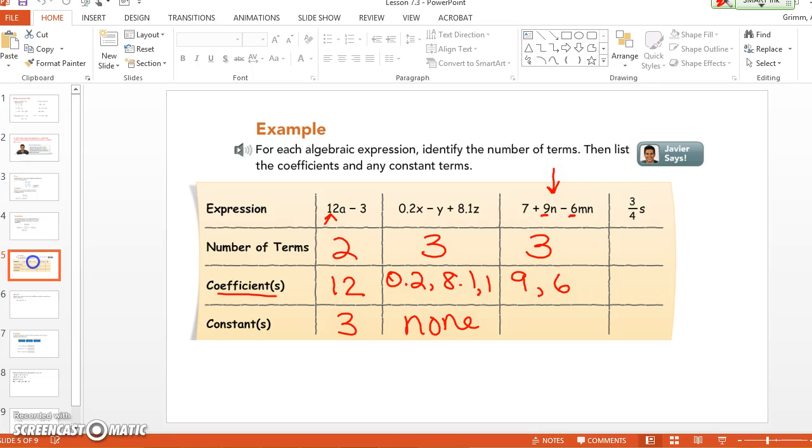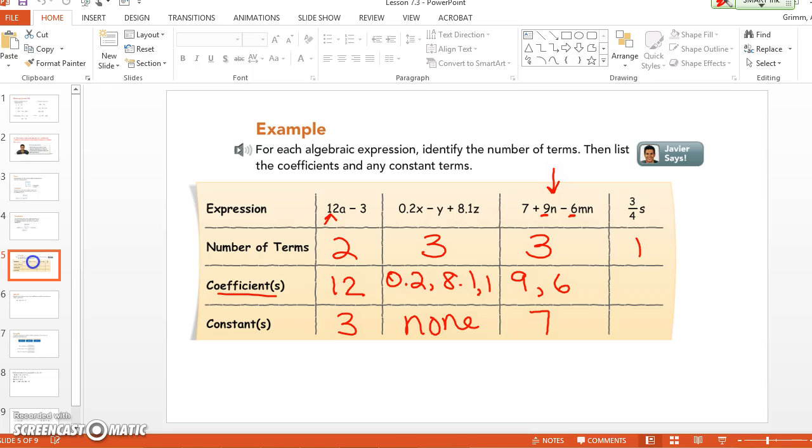Coefficient, coefficient. What are the constants here? Emmy? 7. Remember, constant does not have a variable. Very good. All right, let's look at the last column. 3/4 S. How many terms? 2, 1. No, it's 3. 1. 1 term. There's 1 thing there.